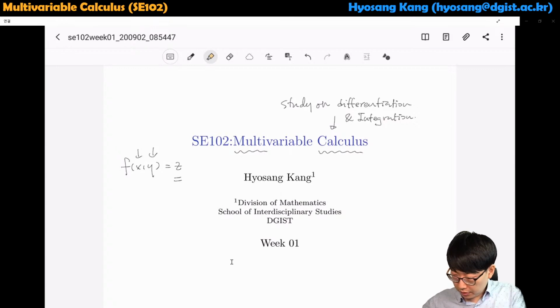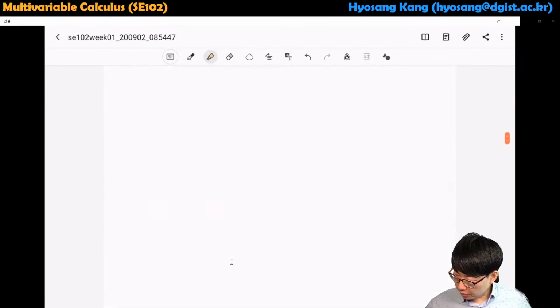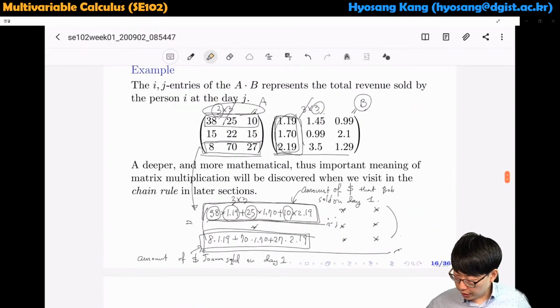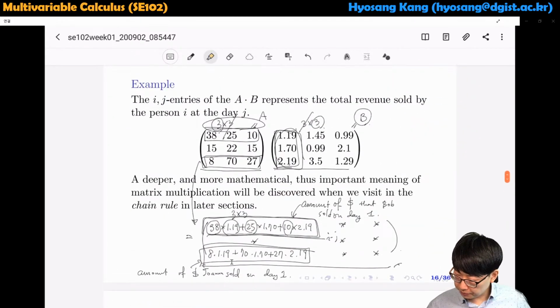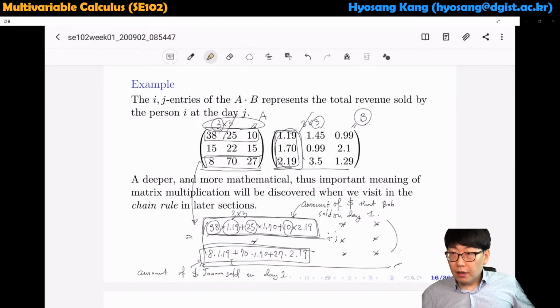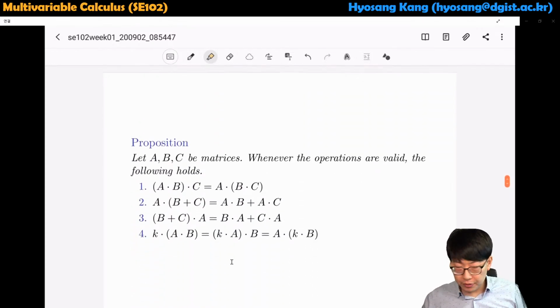Okay, let's start. So this is the continuation of our week 1 material. We ended at explaining the meaning of matrix and matrix multiplication. So let's start from some properties of matrix operations.